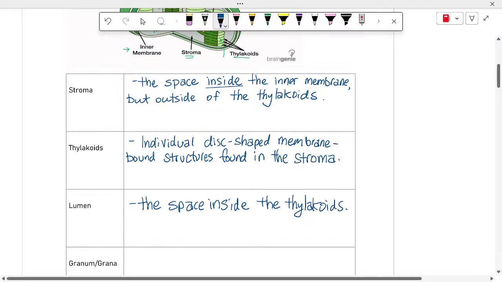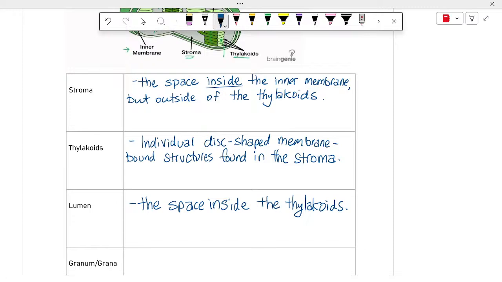Thylakoid is one of those words that sounds like a bad name for an alien in a low-rent 1950s sci-fi movie. Doesn't it? Doesn't it kind of have that energy? Like a science fiction writer came up with that word. Anyway, that's the end of my thought.